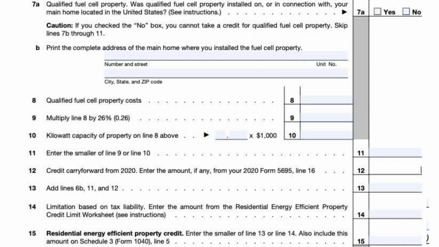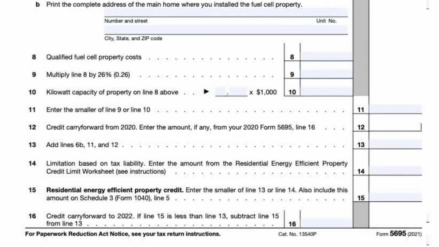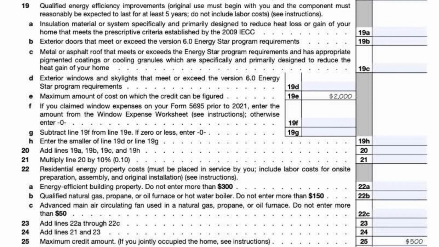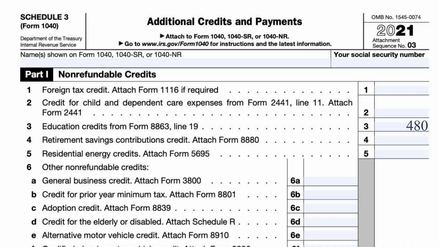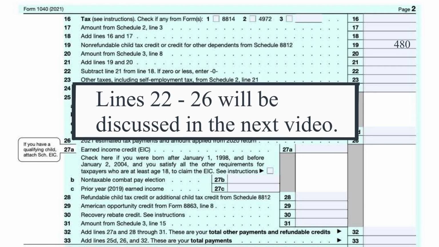The worksheet is very straightforward and questions will be asked relating to line items of other forms. You will then continue along lines 14 to 30, answering the questions related to the property and filling in the information. Emily does not have any more credits that she can take from the first part of Schedule 3. And so going back to Form 1040, we are going to skip lines 22 to 26 and go to line 27, which is for the Earned Income Credit.